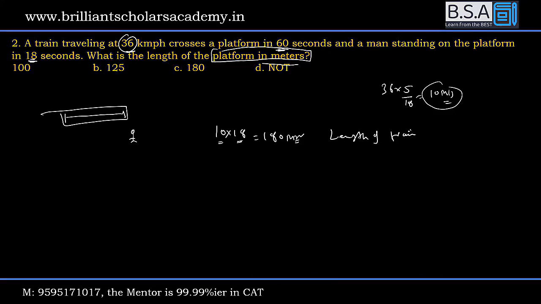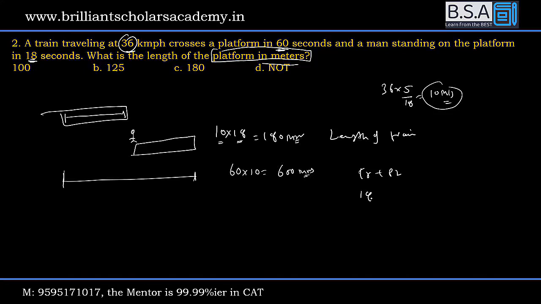of the train. When the train crosses a platform, the length of both matters. Both lengths matter. So here in 60 seconds with the speed of 10, the total distance traveled is 600 meters. That must be train plus platform. The train is already 180 meters long. The platform must be 420 meters long.